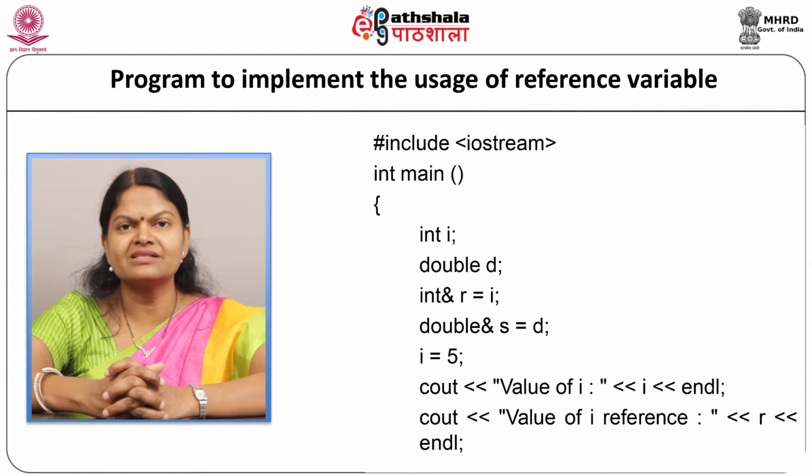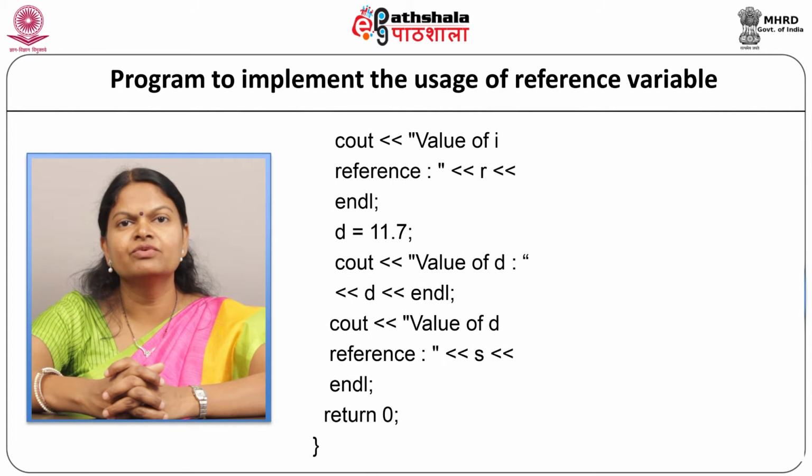Now, we will assign the value 5 to the integer variable i. Now, there are two cout statements where we will display the value of integer i and we will display the value of the reference variable. Now, we will assign the value 11.7 to the variable d. Now, we will display the values of variable d and the reference variable s.